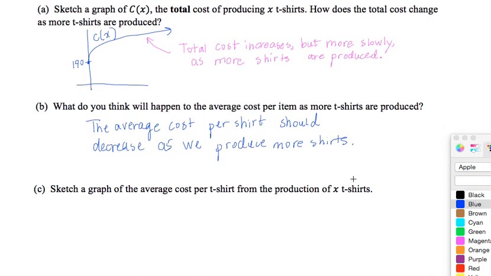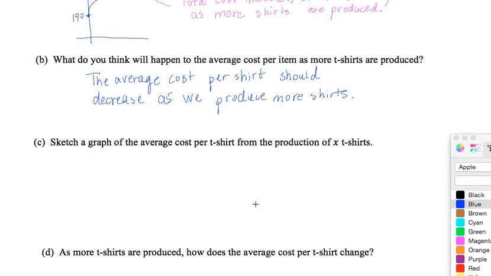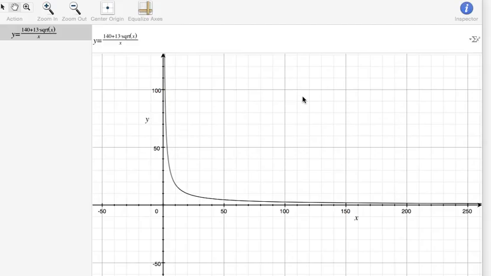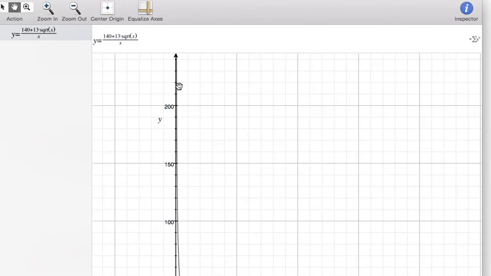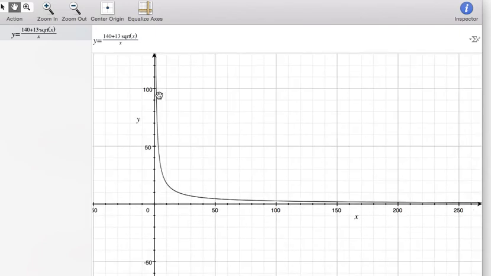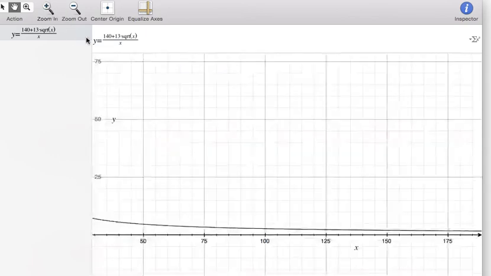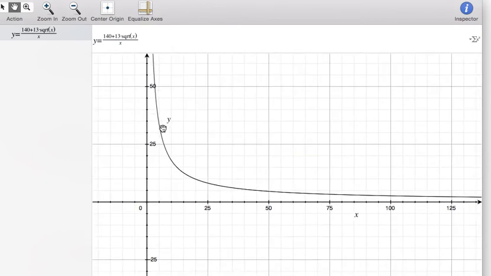Sketch a graph of the average cost per t-shirt from the production of x t-shirts. So what we're now going to look at the graph of is C of x divided by x. This is the graph of C of x divided by x. It starts out with an asymptote at 0, and then as you produce more and more shirts, as x increases, the average cost per shirt decreases. It starts getting to where the average cost per shirt gets quite low out here.